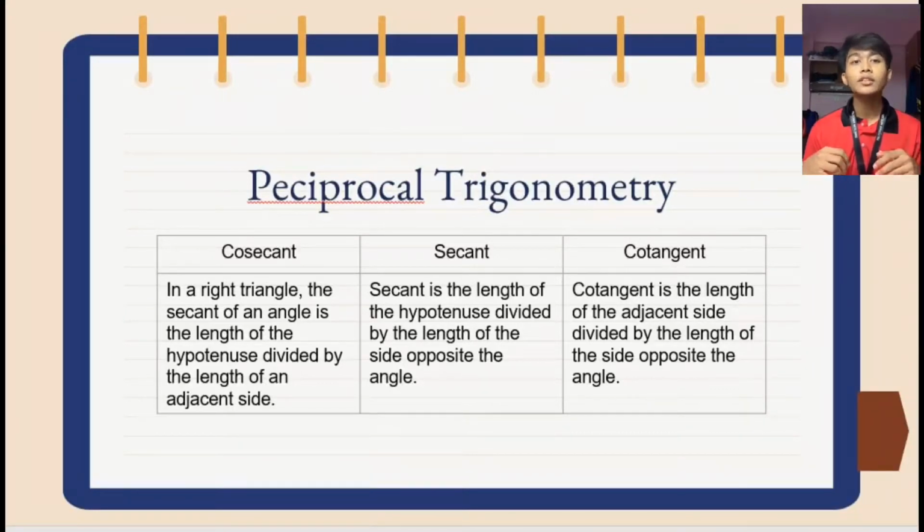That is, the cotangent equals the length of the leg adjacent to the angle divided by the length of the leg opposite to the angle.